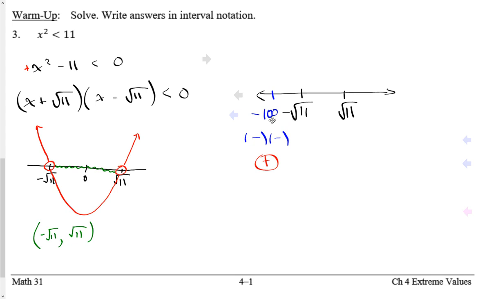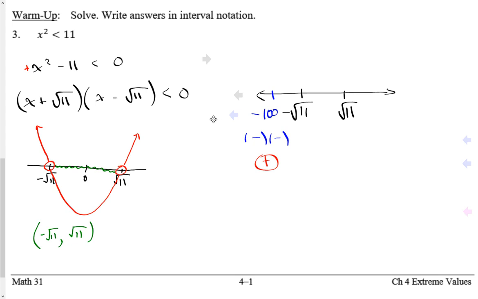Similarly, if I put a negative 100 in for this x, and I subtract negative root 11, I'll get a negative. So that's where this negative in the bracket comes from. Negative times negative gives me positive, so that tells me my function is positive in this entire interval. Is positive less than 0? No. So this interval is not something I want to include in my solution.